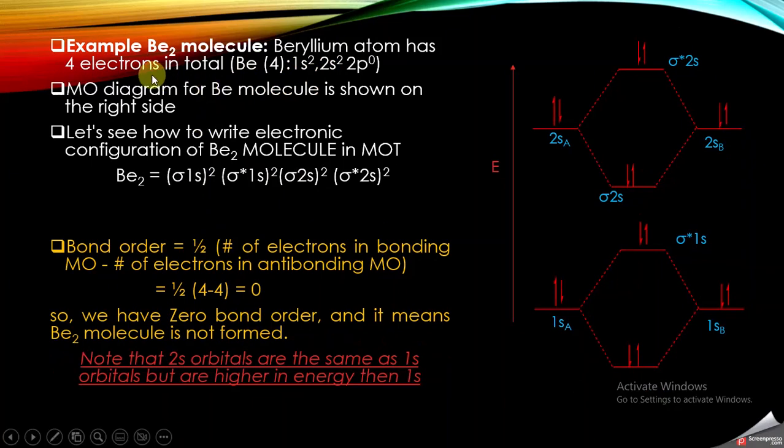Now let us see the example of the beryllium molecule Be2. So the beryllium atom has 4 electrons in total. Beryllium has atomic number 4. Let's write down first the electronic configuration of beryllium atoms, which is 1s2, 2s2 and 2p0. The 2p has 0 electrons.